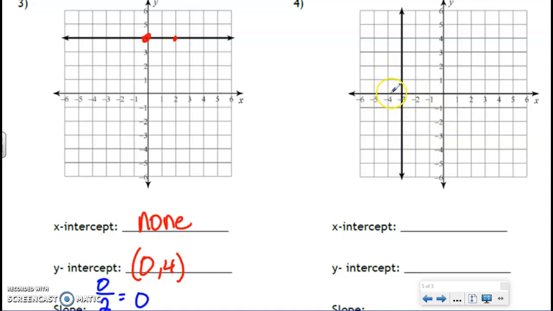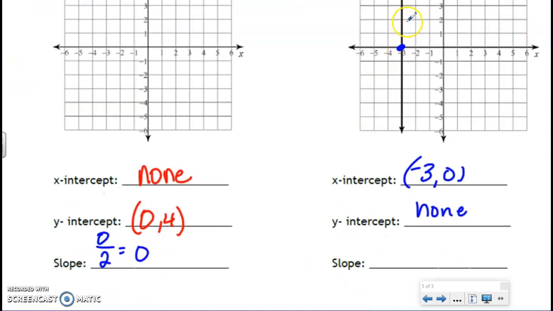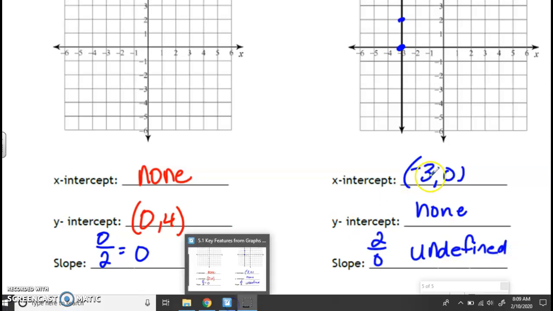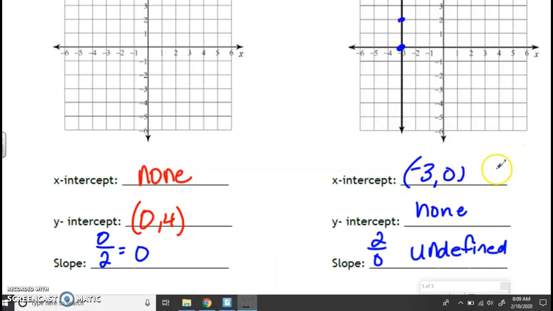Okay, last one, it crosses the y-axis at -3, but it does not cross the x-axis at all. So there's not a y-intercept. If I count my rise over run for this one, I'm going up 2 over 0. If you type that in your calculator, you're going to get an error. That is undefined slope.